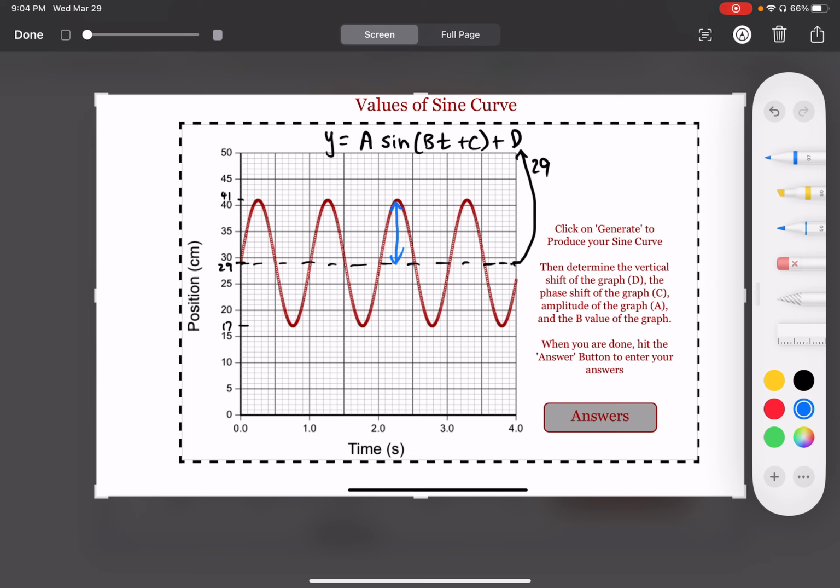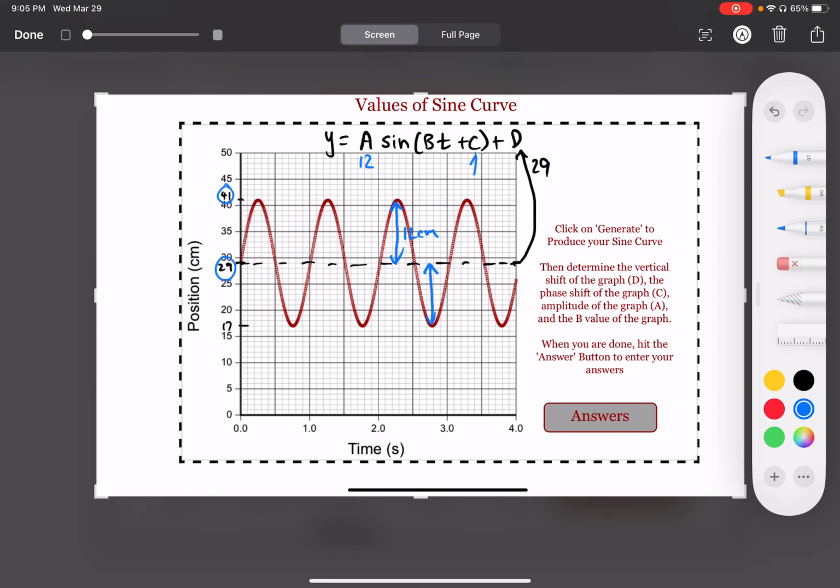Remember, your amplitude is from the center to the highest or from your center to the lowest point. So for us, it would be 41 minus 29 or 29 minus 17. Both of those will get you your amplitude. And for us, that's 12 centimeters. That goes in for the A. So 29 went in for D, 12 goes in for A.